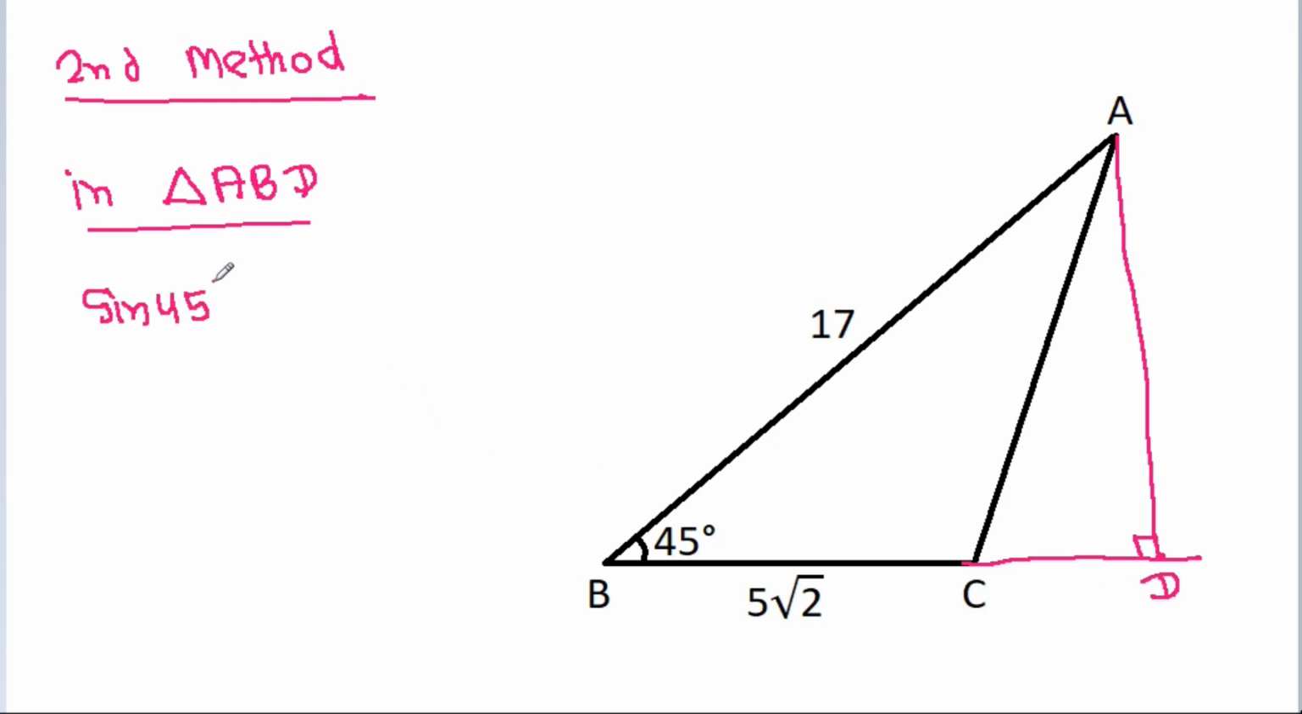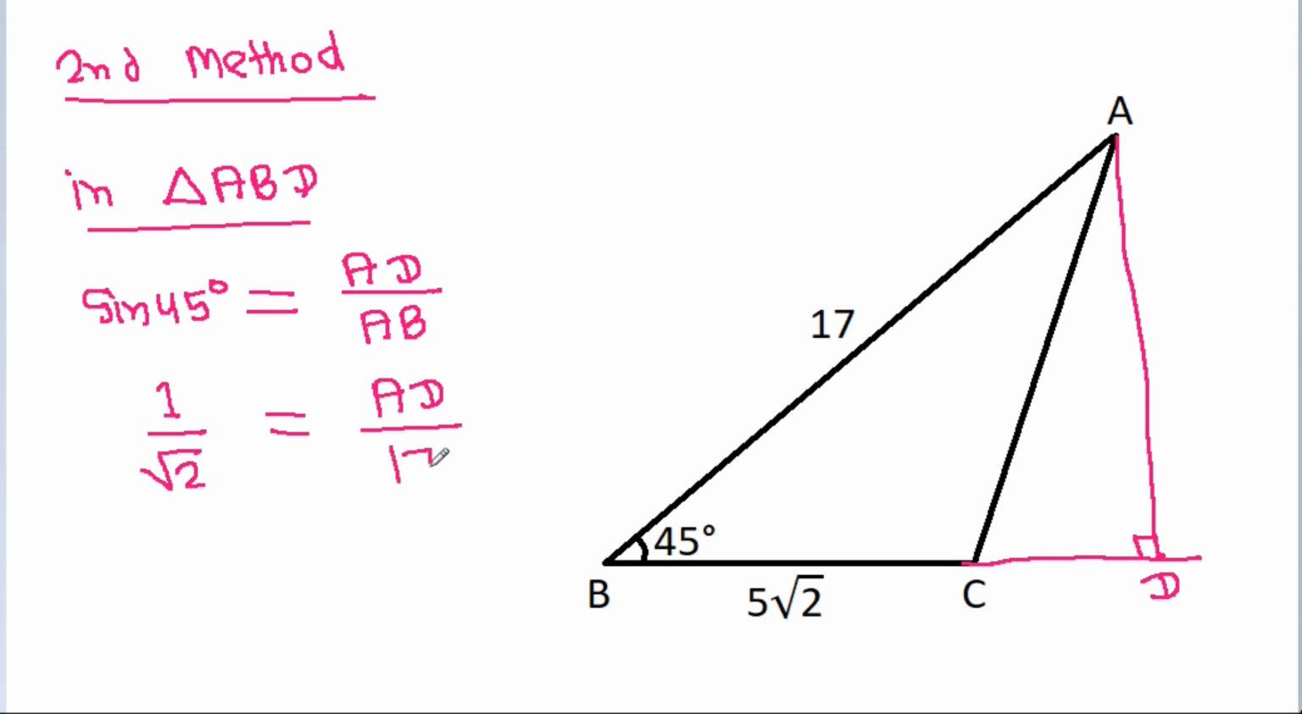sine 45 degree will be equal to AD by AB, and sine 45 degree is 1 by square root of 2, that is equal to AD by AB, which is 17. So AD will be equal to 17 by a square root of 2. AD is 17 by a square root of 2.